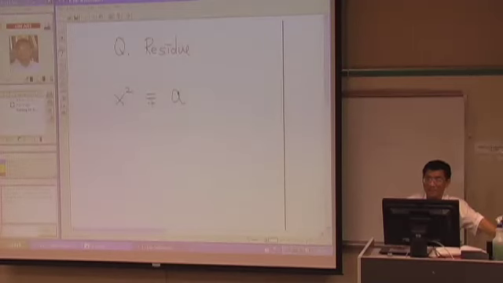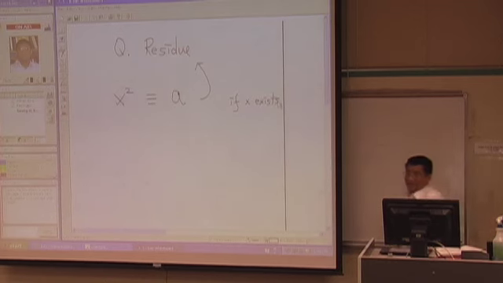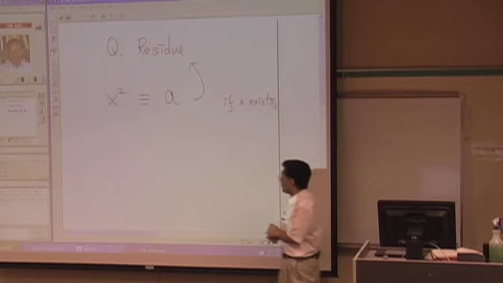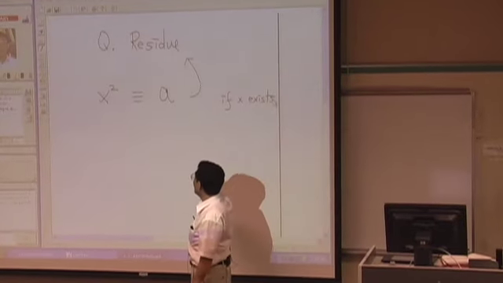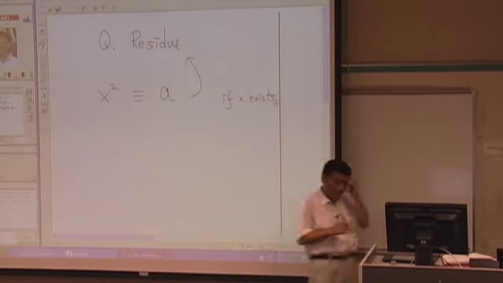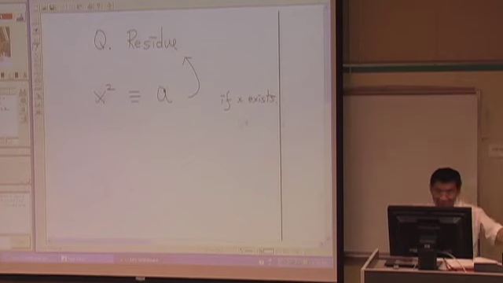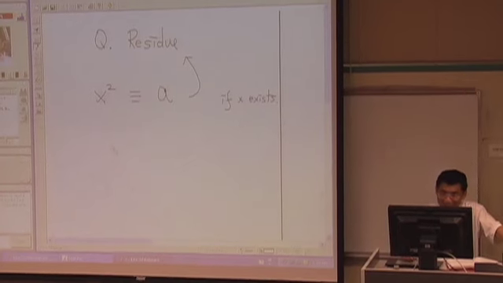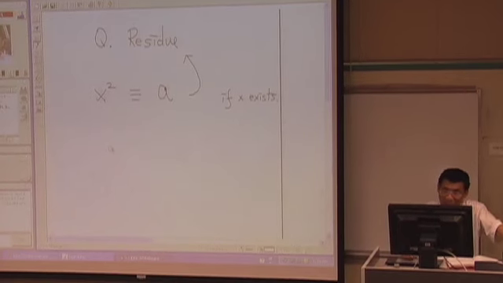This for some x, right? So if there is x, then it's called quadratic residue, right? If x exists. If it doesn't, then it is called quadratic non-residue. And we are not very interested in finding x itself. We are more interested in checking whether it's residue or not.